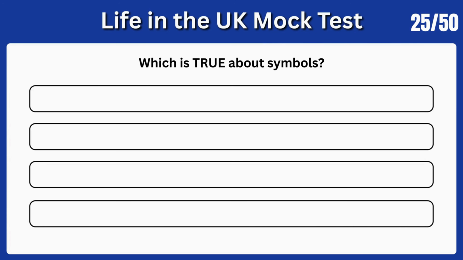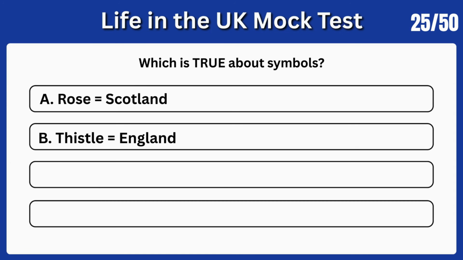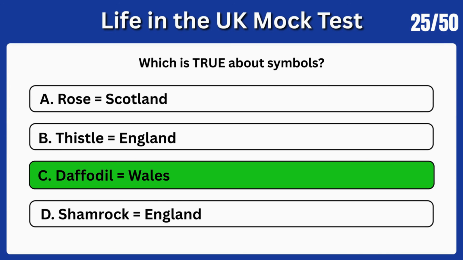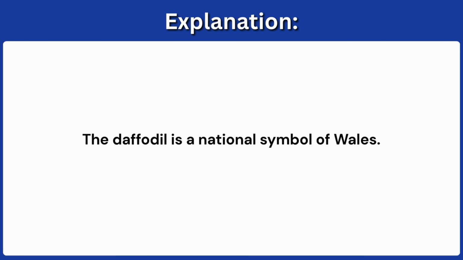Question 25. Which is true about symbols? A. Rose equals Scotland. B. Thistle equals England. C. Daffodil equals Wales. D. Shamrock equals England. The correct answer is C. Explanation. The daffodil is a national symbol of Wales.